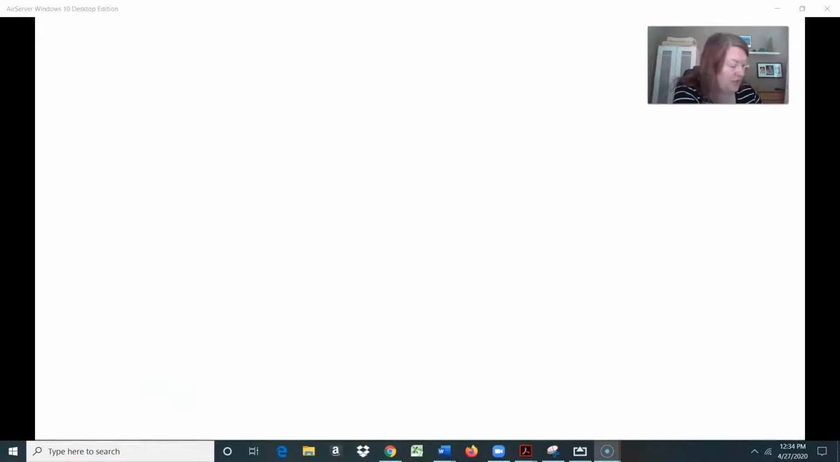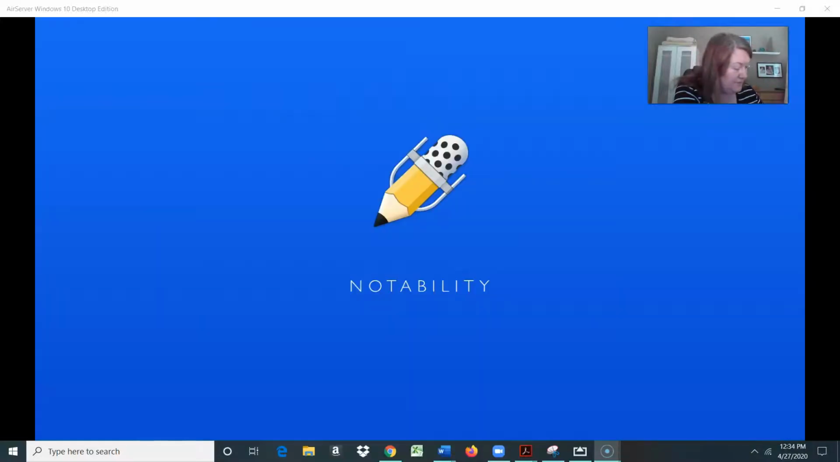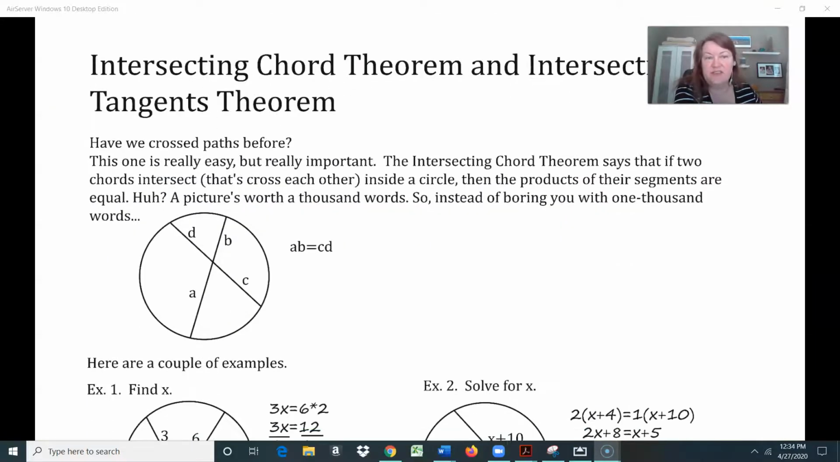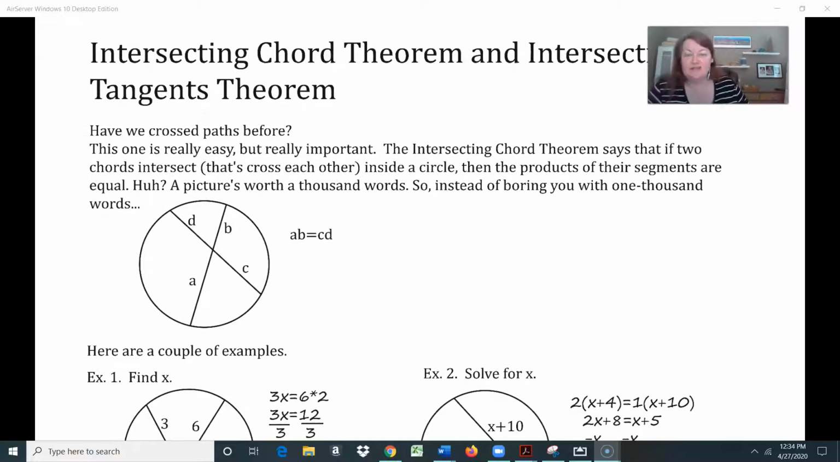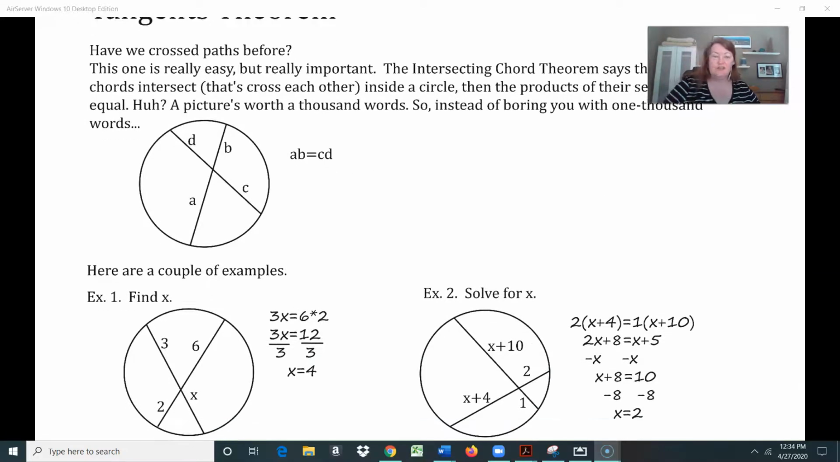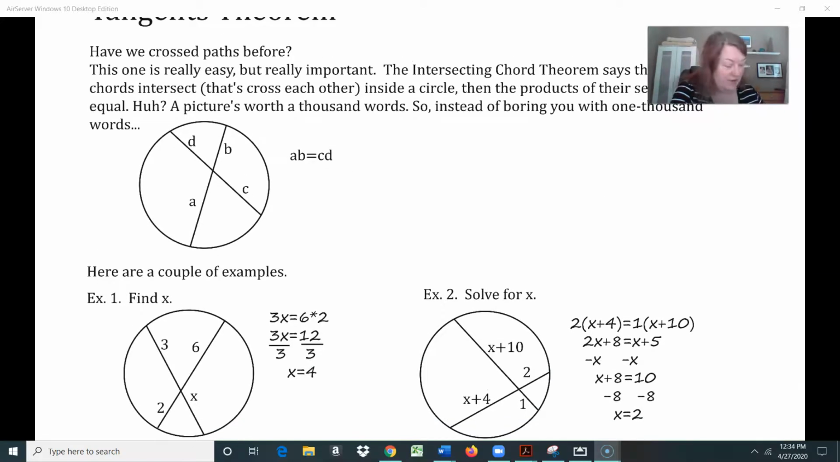Okay, so the other thing we're going to work on today is this theorem of intersecting chords and intersecting tangents. So intersecting just means their paths cross. So any two chords that happen inside a circle, they have to be inside a circle because that's the definition of a chord, right? They have to have two endpoints on the circle itself, and then it's just the segment that connects those two together.